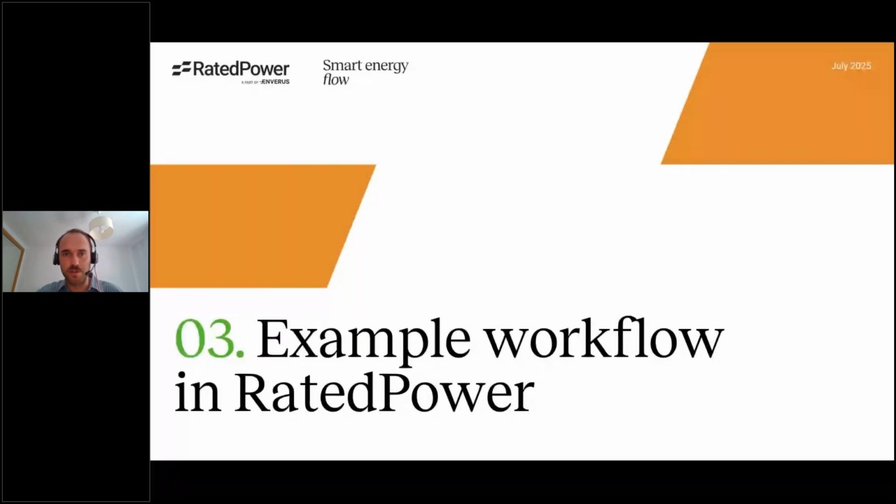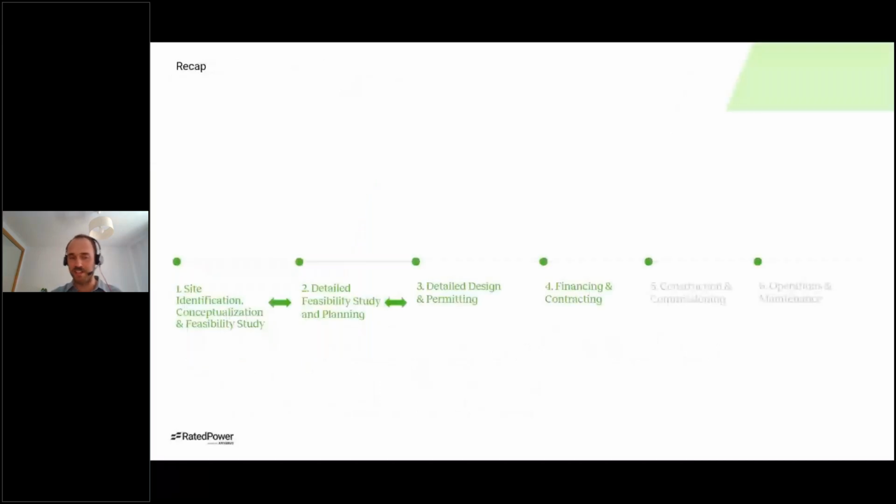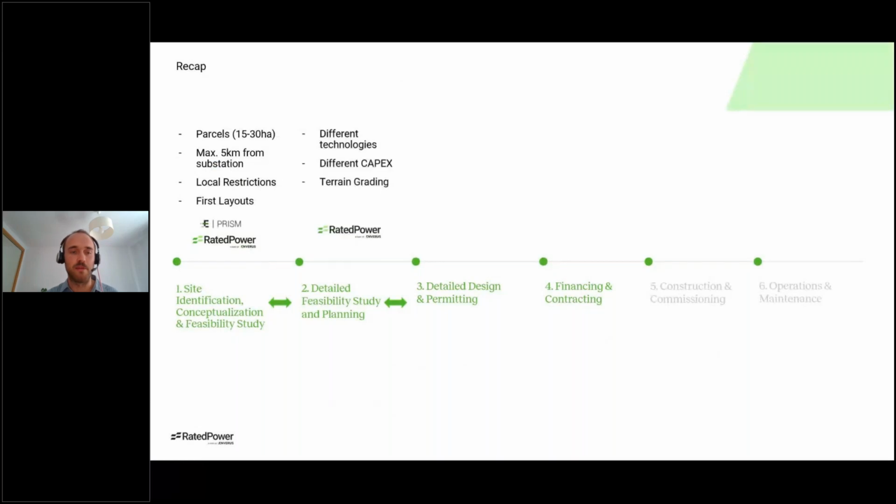And then the last recap, it's nothing new. It's basically what we covered in this whole process, and I will use the exact same drawing as before. We started with identifying parcels. We identified parcels near a substation. We added some local restrictions and got our first layouts. We used Prism and RatedPower for that. And then in the next stages, we ended up using RatedPower all the way. We changed technologies. We used our templates. We used different CAPEX sheets. And we also applied one example of terrain grading.